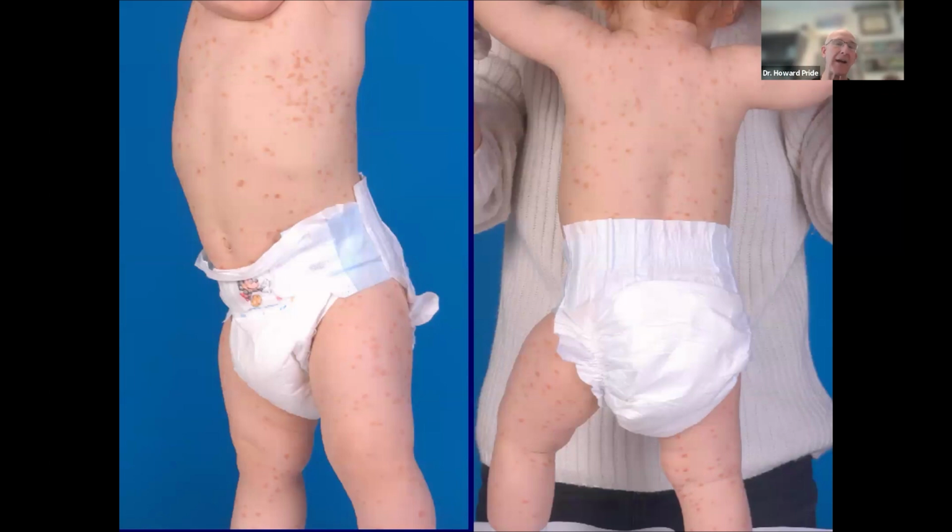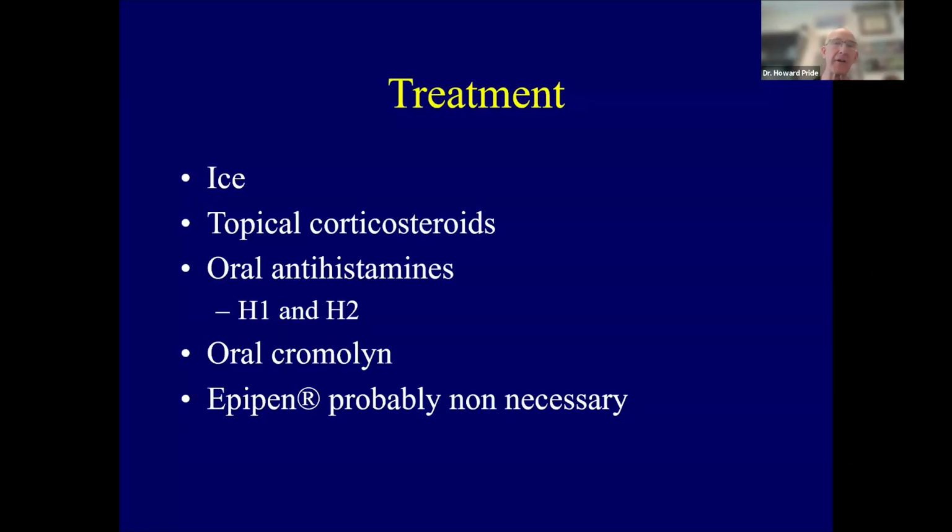And again, if you want to make the diagnosis, you just take your finger and give it a good rubbing for about 10 seconds or so, wait about a minute, and you'll get this urticarial flare and underlying edema. Not much need for treatment. In fact, most of these we don't treat at all because children do get better. Ice, topical corticosteroids, antihistamines, oral cromolyn, all are minimally effective.